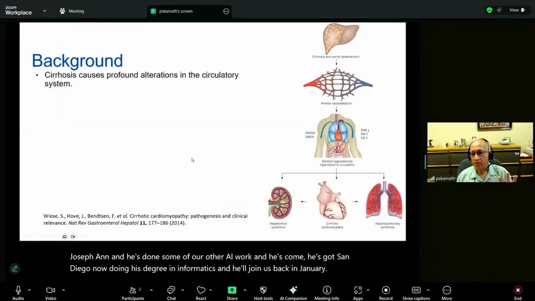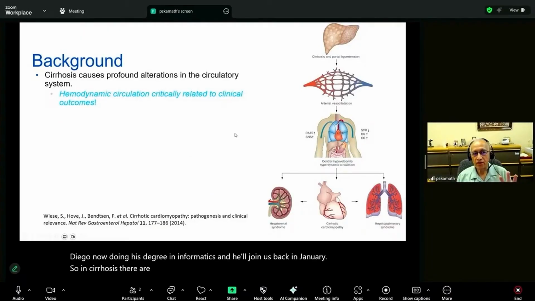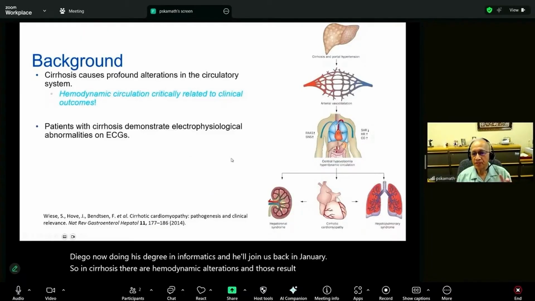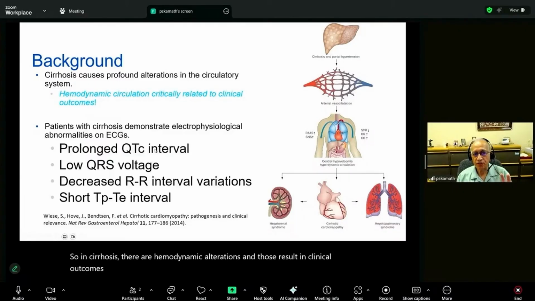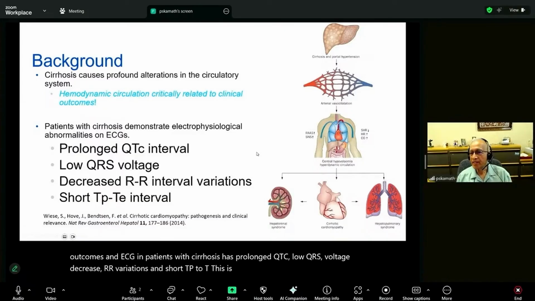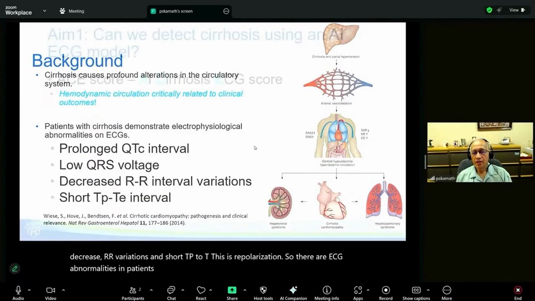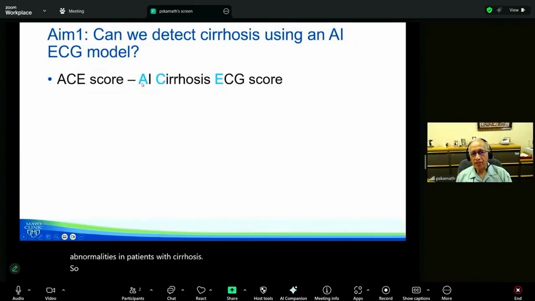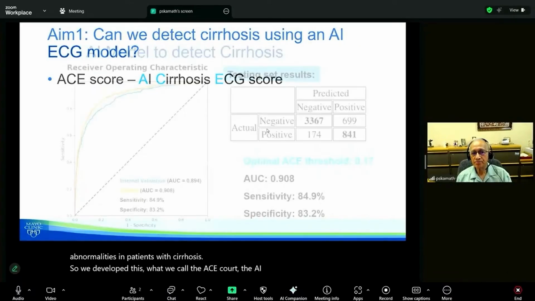In cirrhosis, there are hemodynamic alterations, and those result in clinical outcomes. And ECG in patients with cirrhosis has prolonged QTc, low QRS voltage, decreased RR variations, and short TP to T. This is repolarization. So there are ECG abnormalities in patients with cirrhosis. So we developed this, what we call the A score, the AI cirrhosis ECG score.